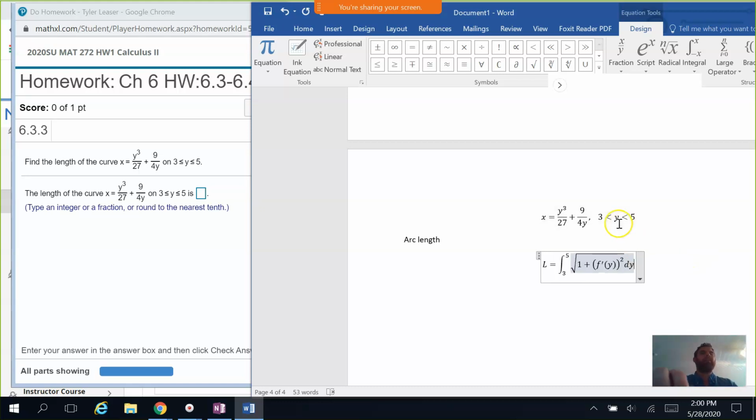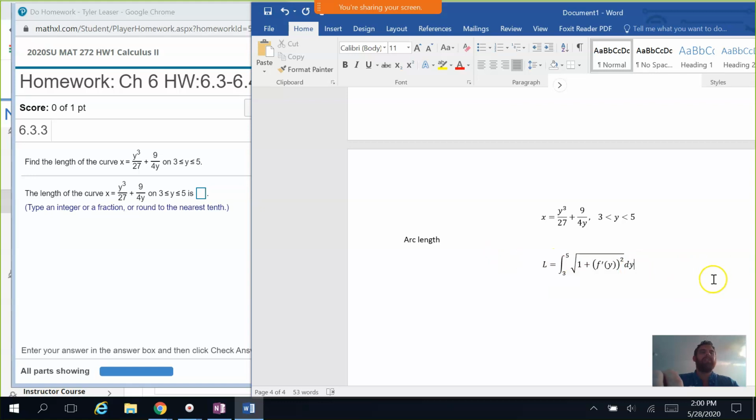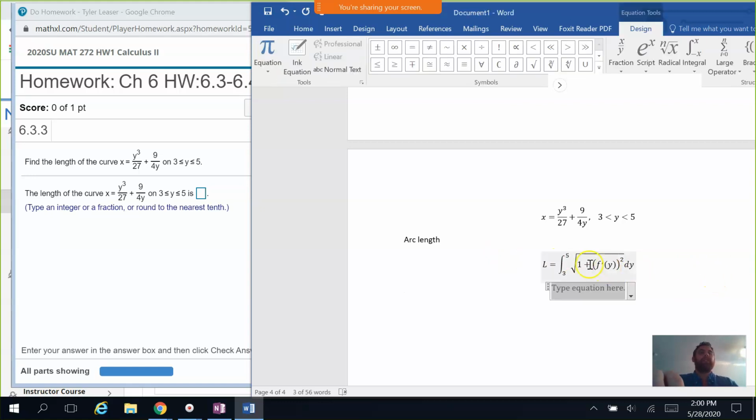dy. I'm doing this with respect to y because they give it to me as a function with respect to y. Normally it would have x's in here, but it honestly doesn't matter. So this is the formula, and you'll be given this formula. It's on the formula sheet. It's not hard.